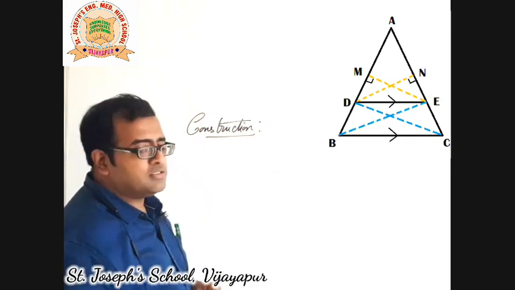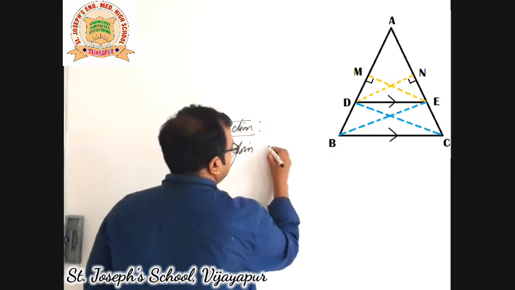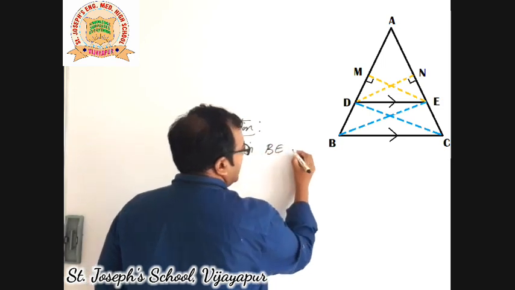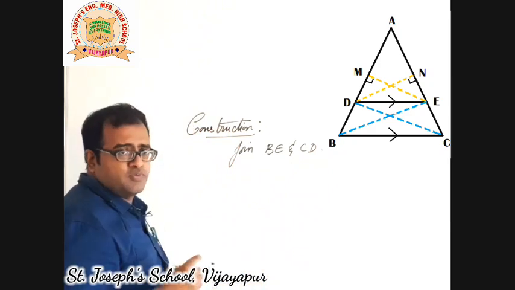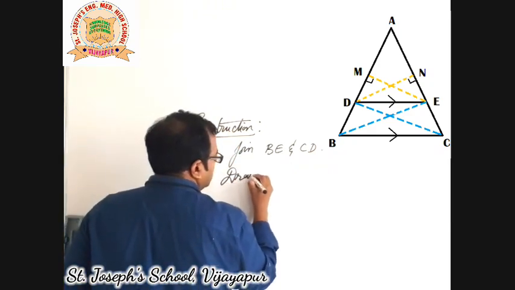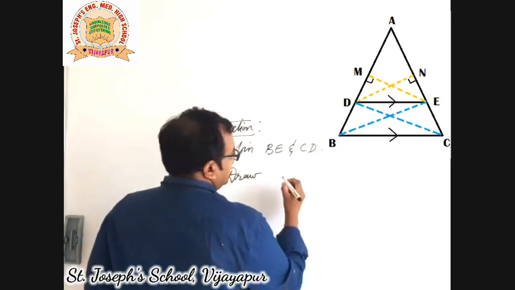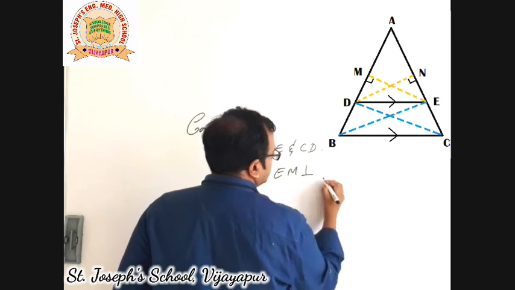What is the construction done? Join BE and CD, right? That's one part. Second part is draw EM perpendicular to AB.